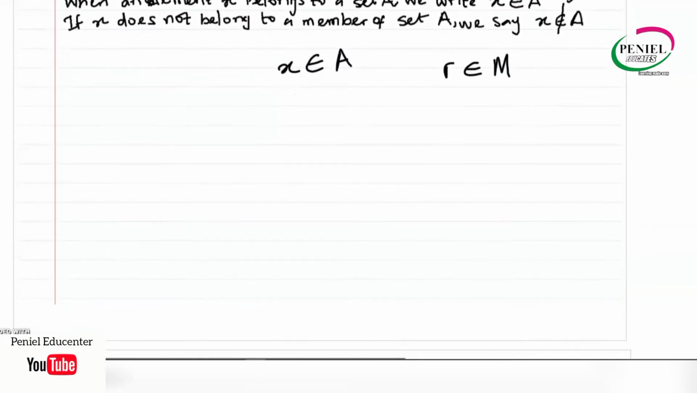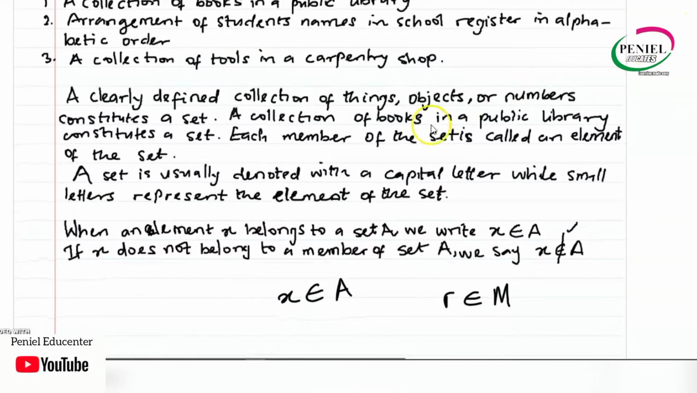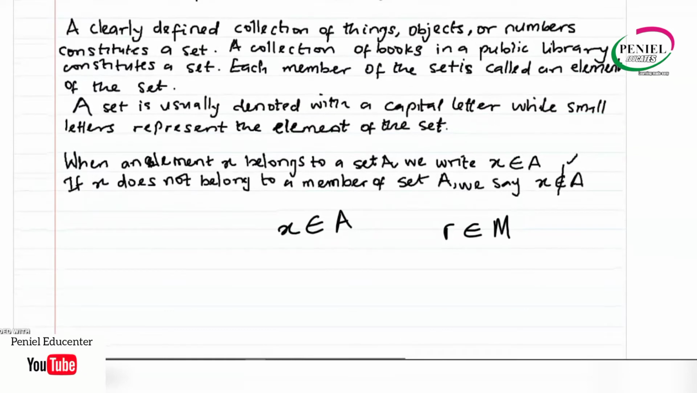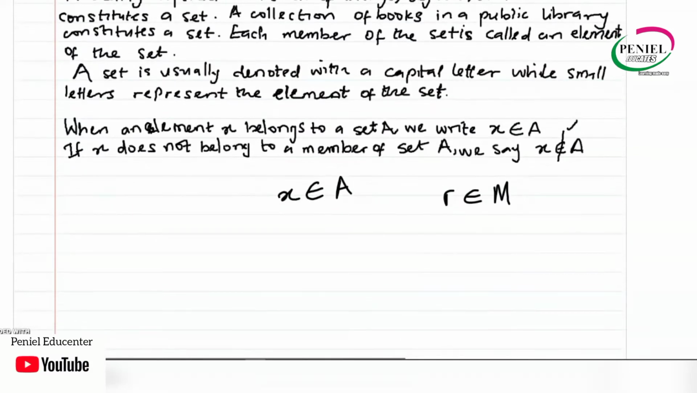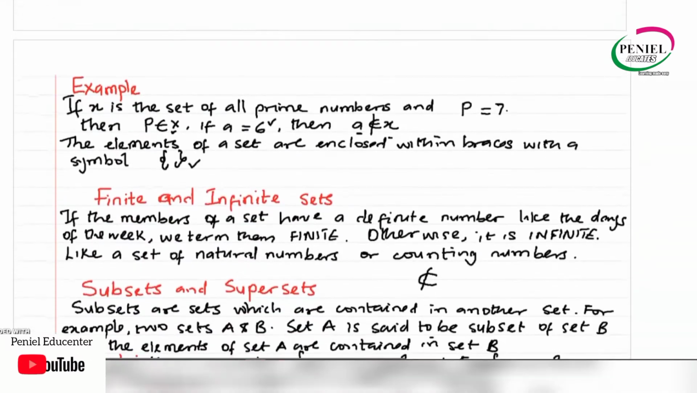Just like I said before, when an element x belongs to set A, we write it like that. If x does not belong to it, then we write it that way. That is how elements of a set are written. That is the letter that you can use to denote the element of a set.